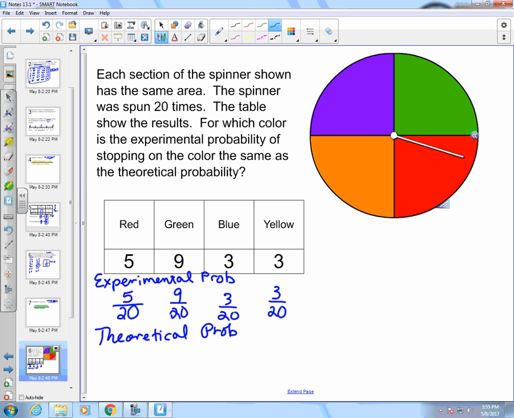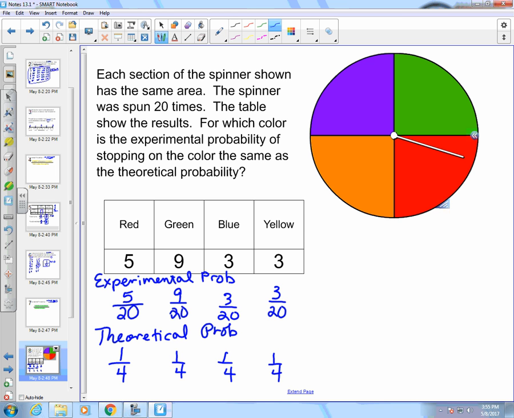Each one of those colors up there is an equal space. And there are 4 colors. And so when we're talking about getting a red, there's only one way to get a red out of 4 possible colors up there. And that is true for the green, as well as the blue, as well as the yellow.